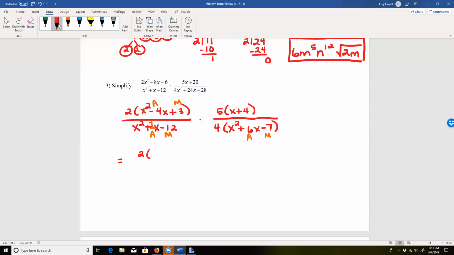2 numbers that add to -4 and multiply to 3 are -1 and -3. In the denominator, add to 1, multiply to -12 would be +4, -3. Okay, second numerator, I can't do anything with that. I'm just going to copy it down. And the denominator, add to 6, multiply to -7. So how about +7, -1?